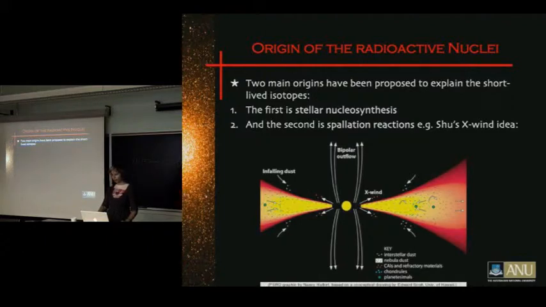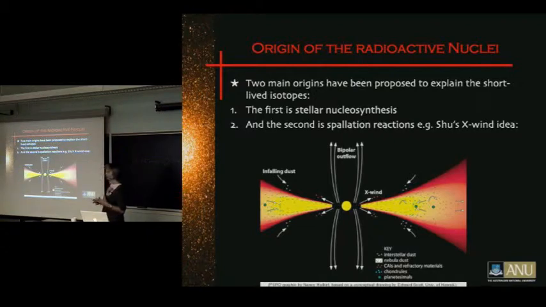So there are two main origins to explain the presence of the isotopes. The first is stellar nucleosynthesis, and this is the one I'm going to mostly concentrate on for this talk. And the second is spallation reaction, for example, Frank Shu's X-wind model. I'm not going to talk too much about spallation, just to mention. So this is a cartoon to show the ideas of what happened in the X-wind model.